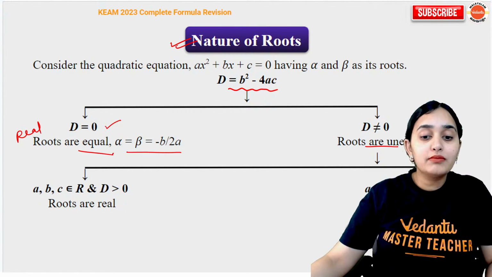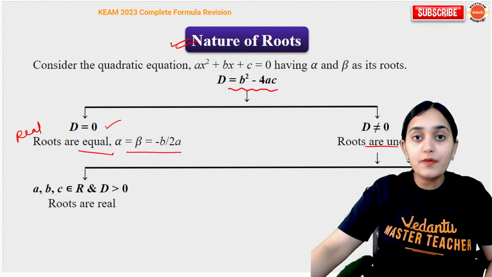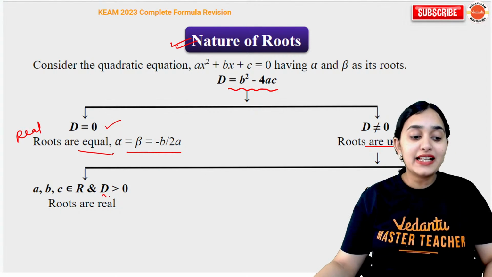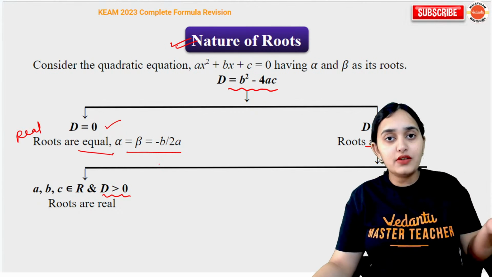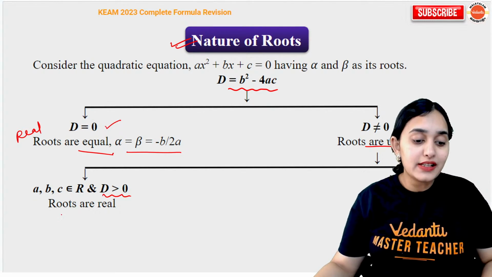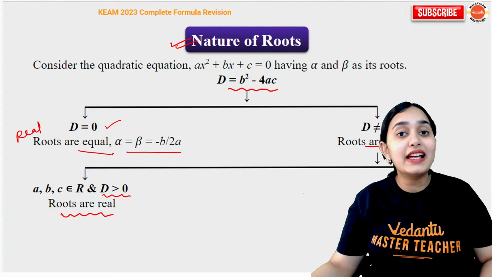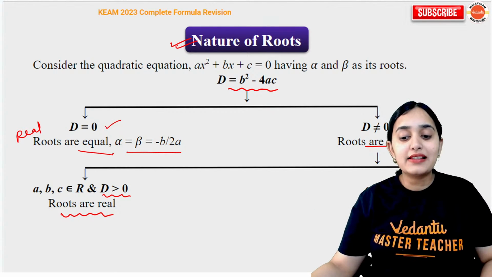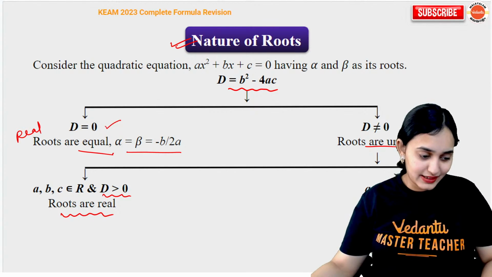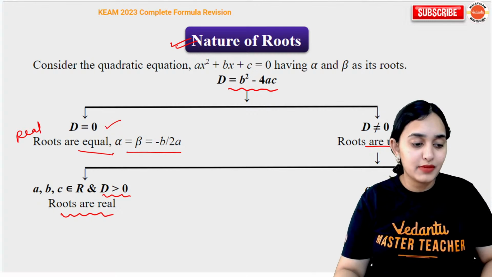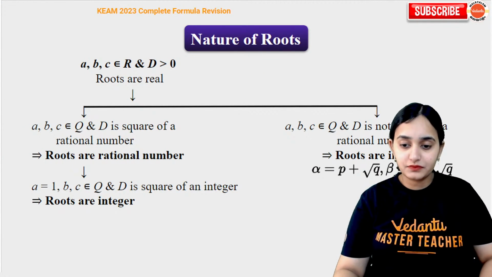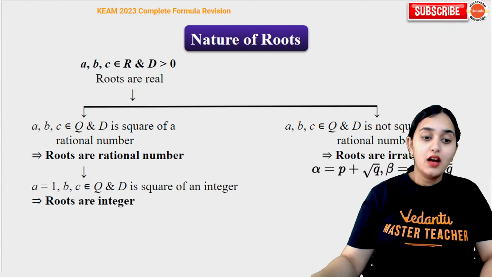If D is not equal to 0, that means the roots are unequal. But if it is not equal to 0, we will check whether it is greater than 0 or less than 0. Now, if it is greater than 0, we will say that the roots are real and distinct. If it is less than 0, the roots are imaginary and distinct. Okay, they are complex numbers basically.